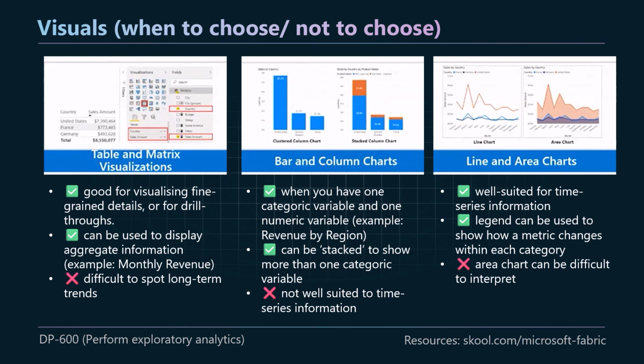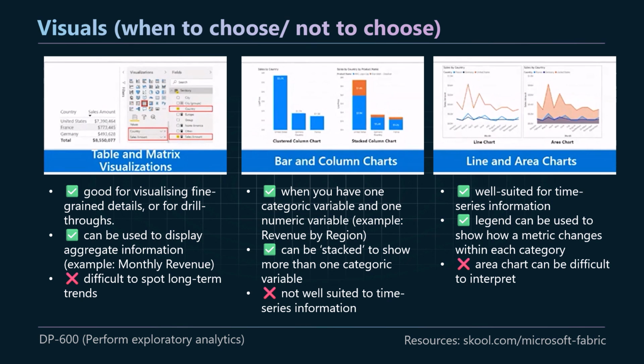As I mentioned, these are really good for visualizing time series information. You can fit a lot of information into one chart over large time ranges. We can also use the legend to break up a single line into multiple lines to compare how that metric is changing within each category over time.